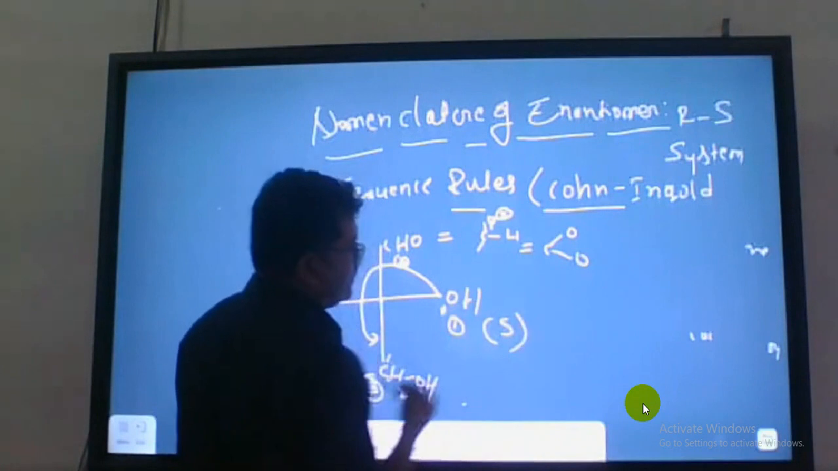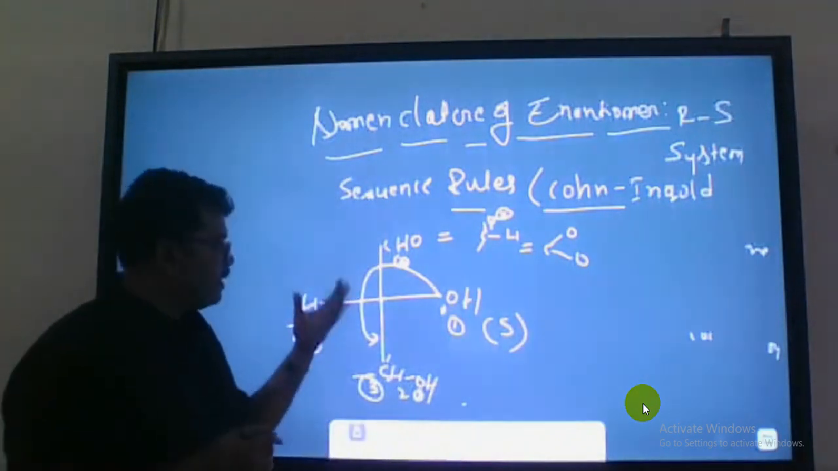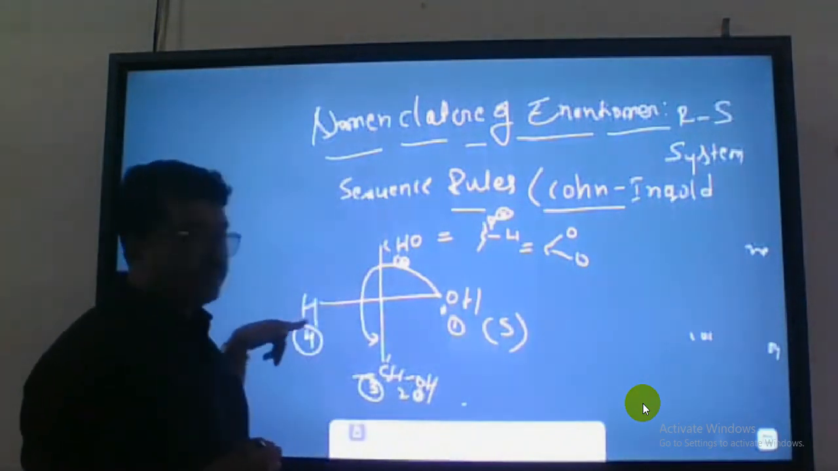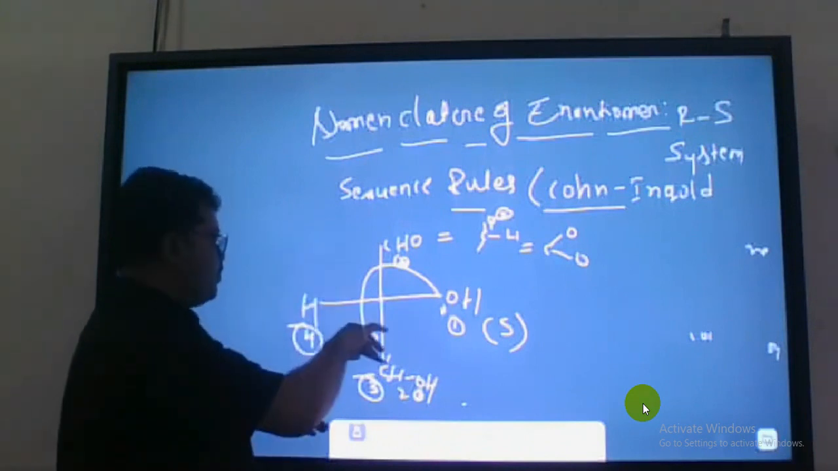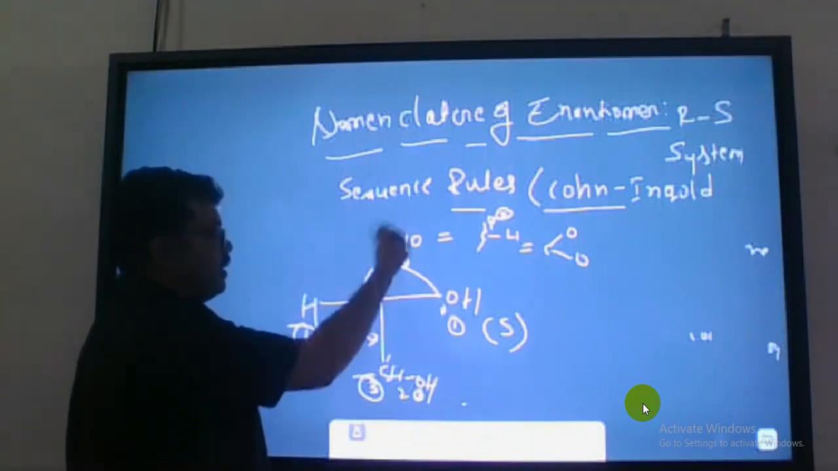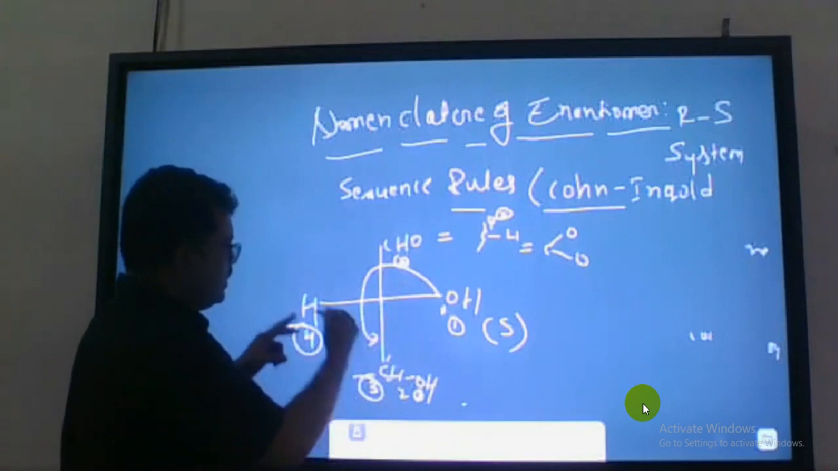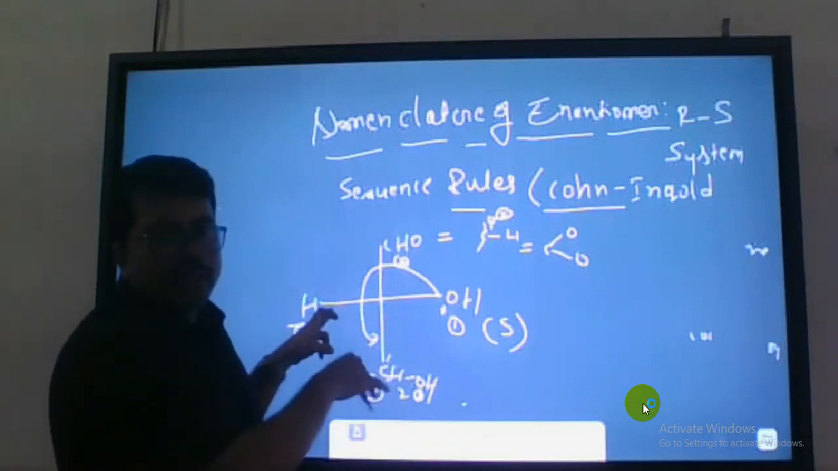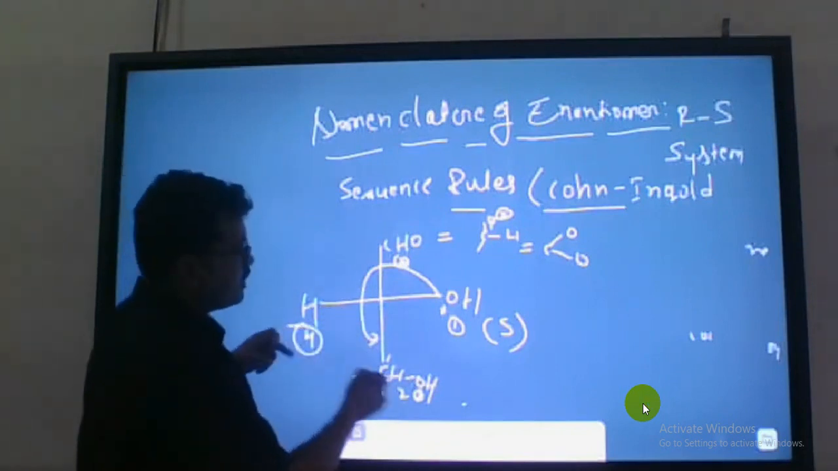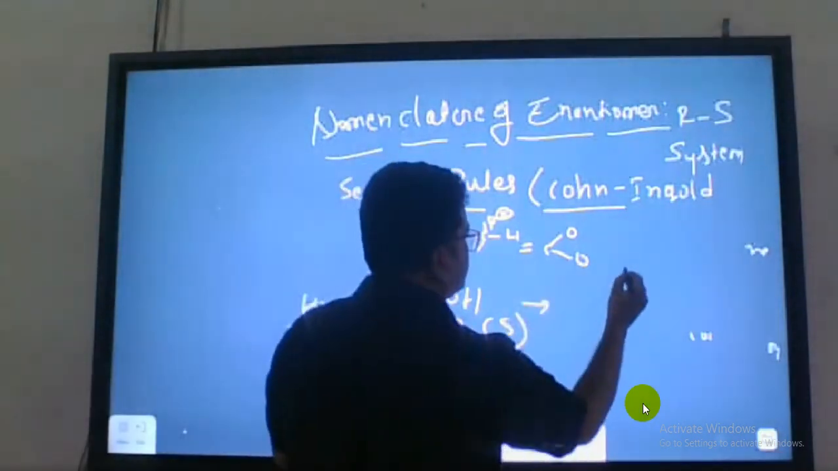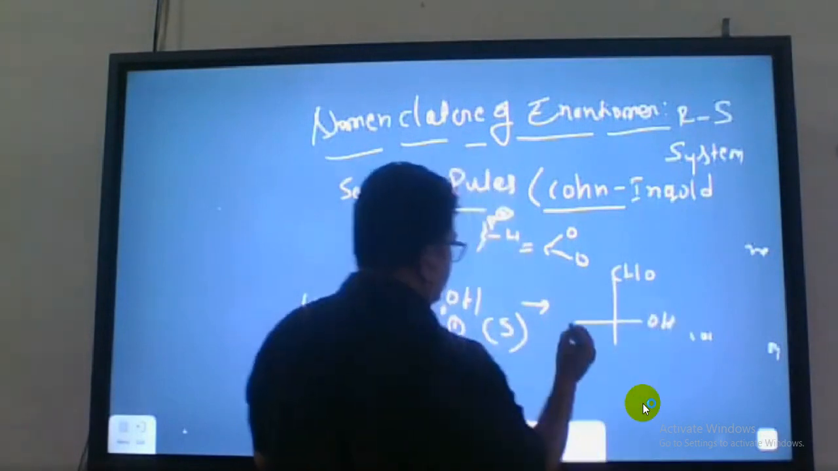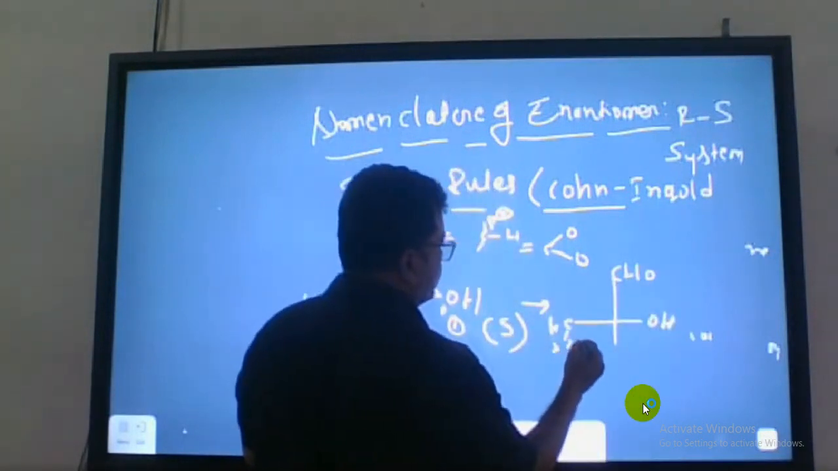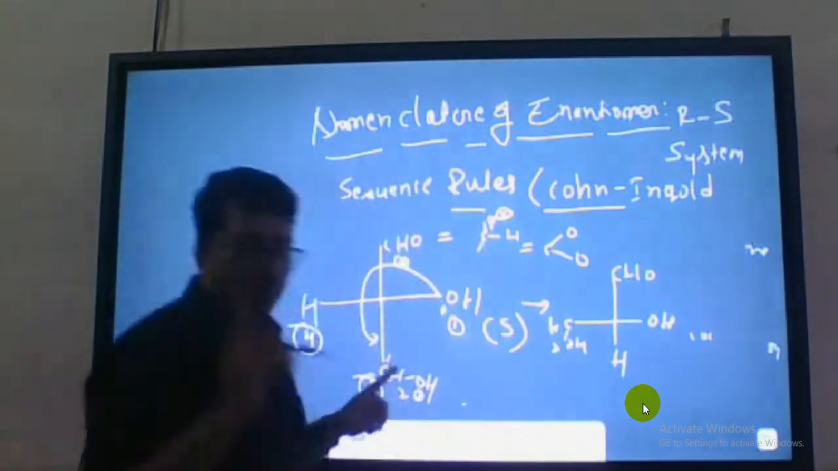S configuration. See, I saw that on the horizontal line the 4th priority is above the plane. I want to do this below the plane. Below the plane means vertical, it can come above or I can make it below. What do I do? I interchange the two, because it must come below. One time change. CHO, OH, and this is CH2OH, and this is hydrogen. There is only one time.